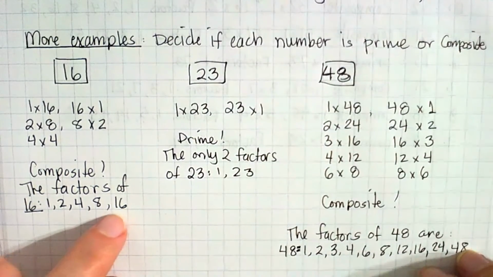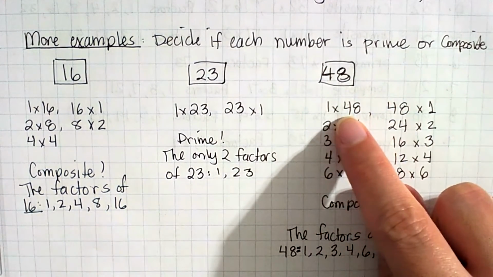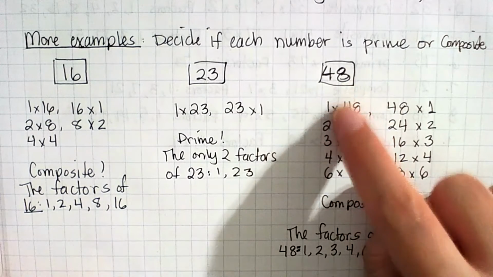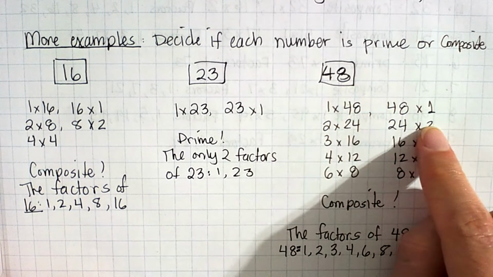Next, we have the number 48. And I listed all the different ways to make 48. 1 is always a factor, so 1 and 48. Since it's an even number, we can divide it by 2. So 2 times 24, or 24 times 2.